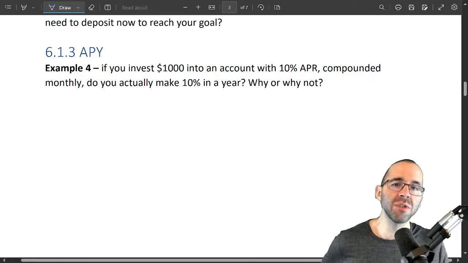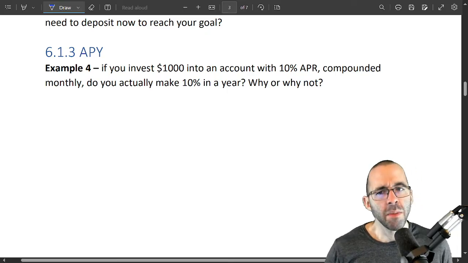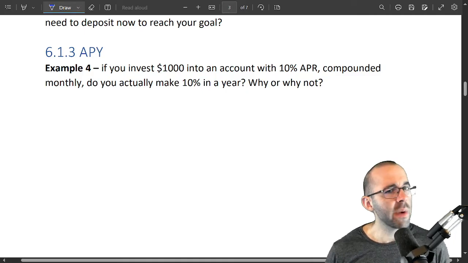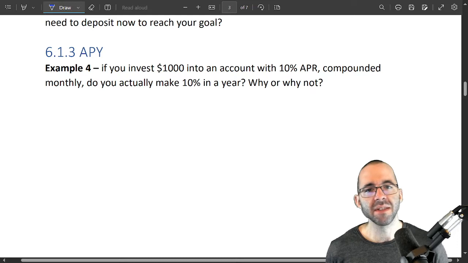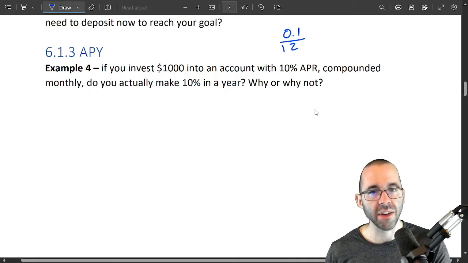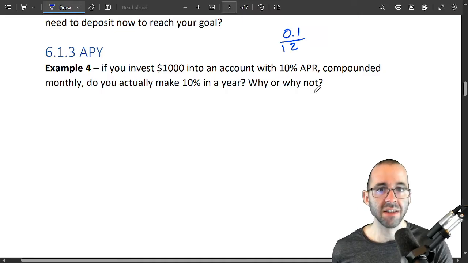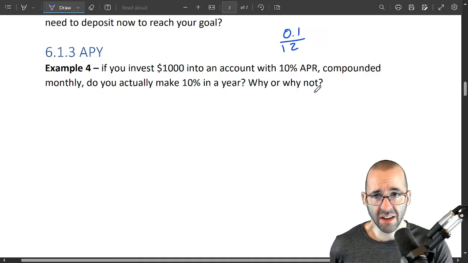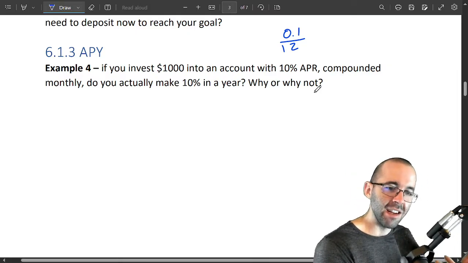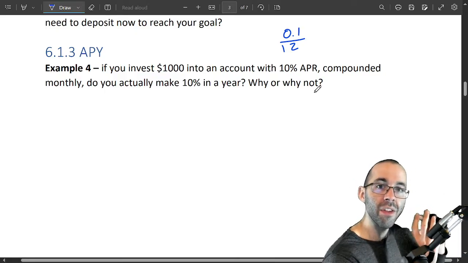Let's say that you invest $1,000 into an account that has 10% APR, 10% interest, but it's compounded monthly. Do you actually make 10% in that year? Why or why not? So remember, if 10% is compounded monthly, then each month we're getting about 0.8%. And it's compound interest, right? So after that first month, we get 0.8%. And then after that second month, we get 0.8%, and that includes the interest from the first month.